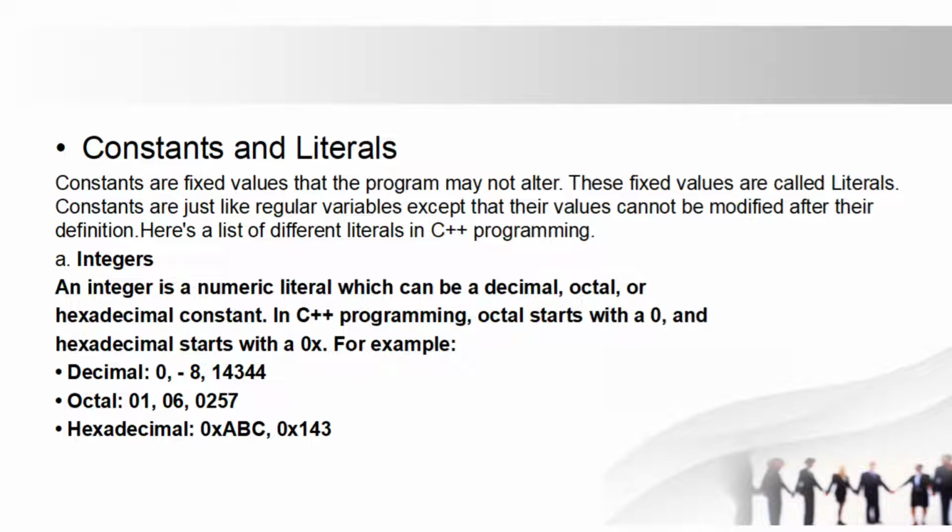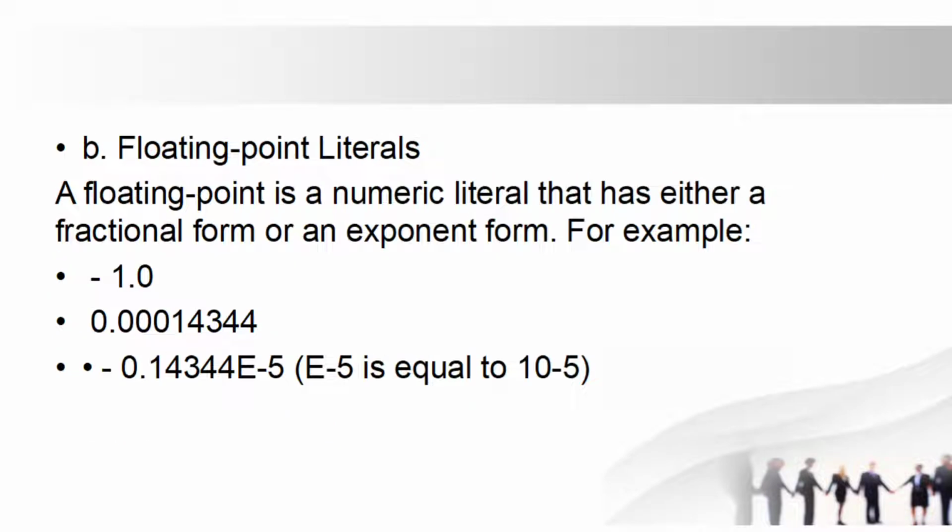A. Integer. An integer is a numeric literal which can be a decimal, octal, or hexadecimal constant in C++ programming. Octal starts with a 0 and hexadecimal starts with a 0x, like the example below. B. Floating point literals. A floating point is a numeric literal that has either a fractional form or an exponent form, like the example below.